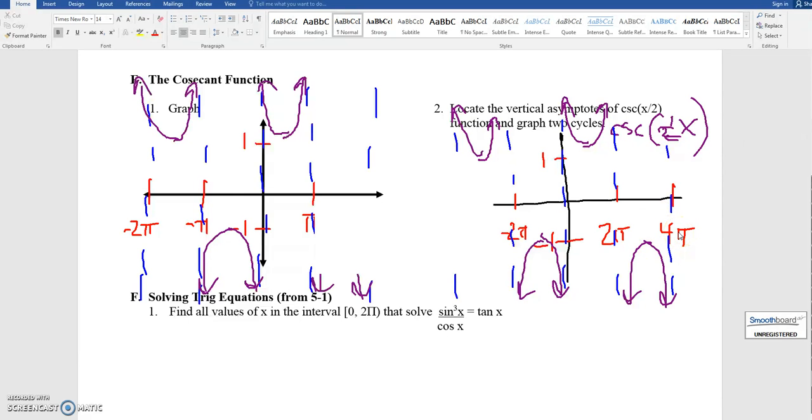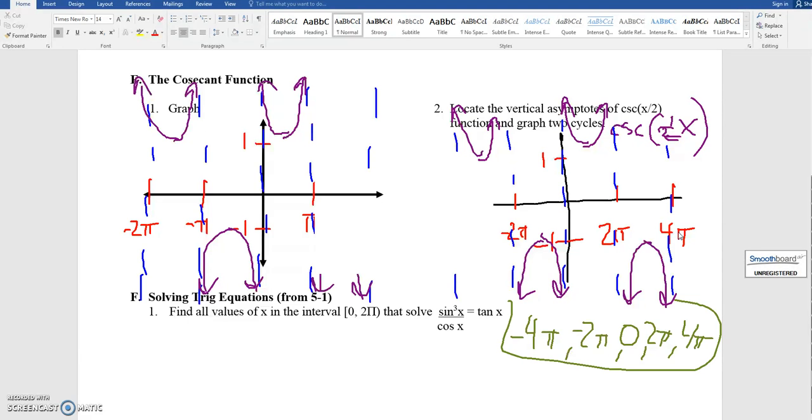So if the question is just saying list some of the vertical asymptotes, I generally say find 3 consecutive ones. In this particular picture, we would have -4 pi, -2 pi, 0, 2 pi, and 4 pi. So that's quite a bit that I'm listing there. But that's the general idea for a question like this. Jot down any questions you might have, and we will see you in class.